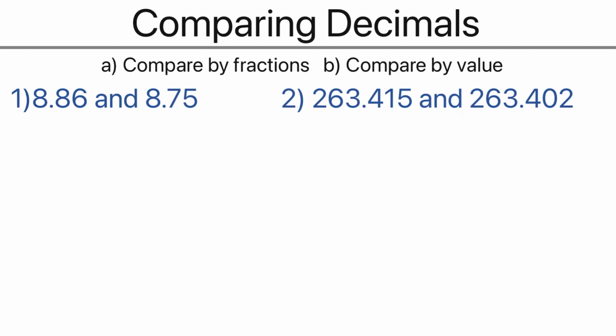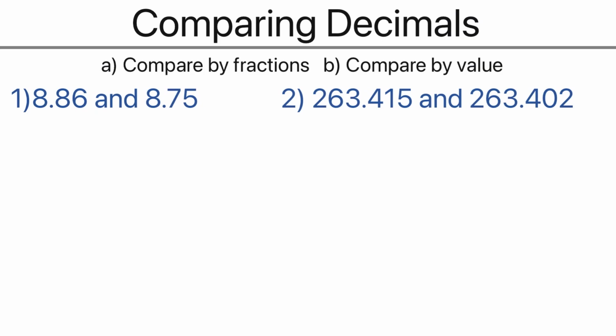In this video, I'll be going over how to compare decimals. There are two methods when it comes to comparing decimals. One method is by comparing by fractions, while the second method is comparing by value. We will use both methods for the two examples below.